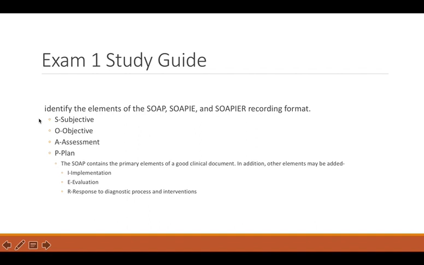So SOAP notes, I think everyone is familiar with. SOAP is the subjective, objective, and assessment and plan. So if you want to add the I and the E and even the R, be familiar with what would be examples of each. I think we're all very well versed in a SOAP note.